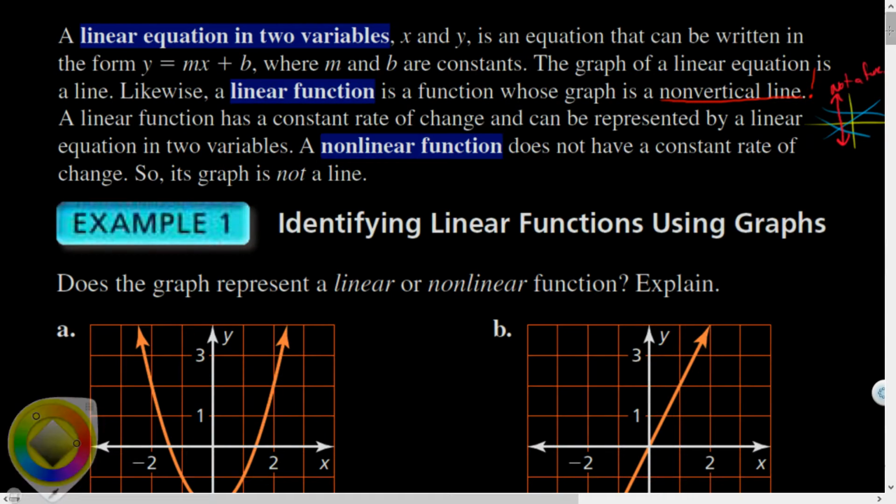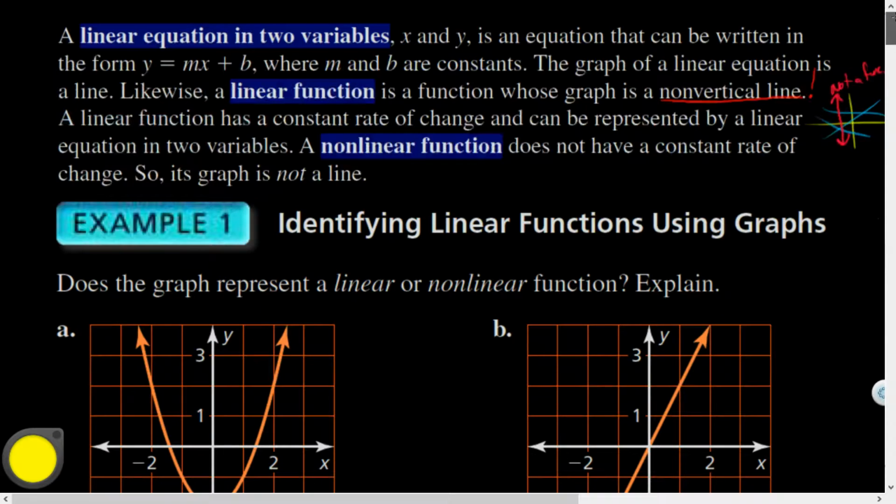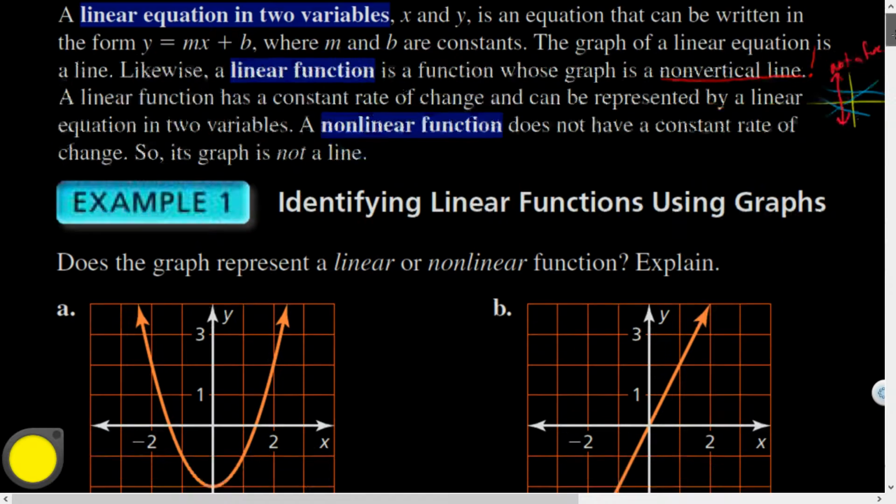All right, so let's keep going. Example 1 here. It says identify linear. Oh, did I finish reading that? I didn't. Identify linear or nonlinear functions. Oh, this is a big idea. A linear function has a constant rate of change, and can be represented by a linear equation in two variables. A nonlinear function does not have a constant rate of change, so its graph is not a line.